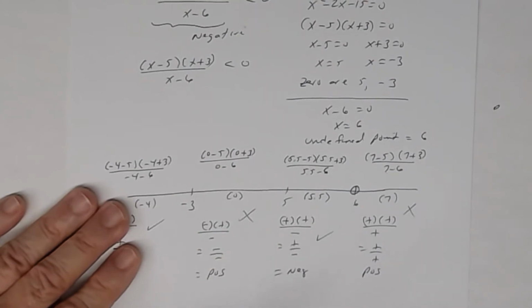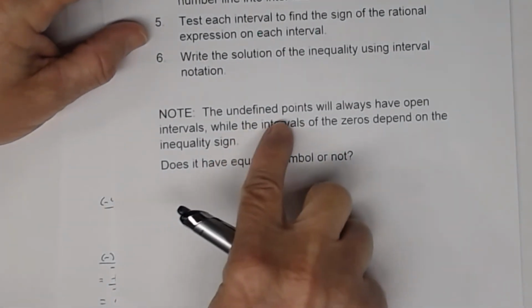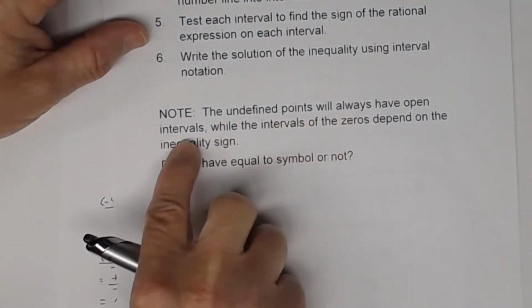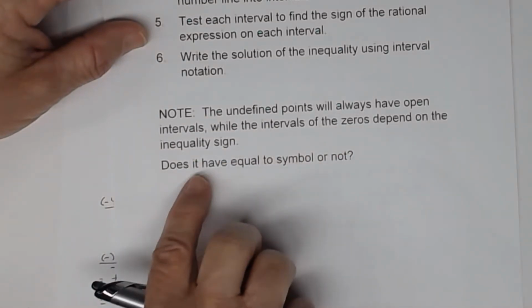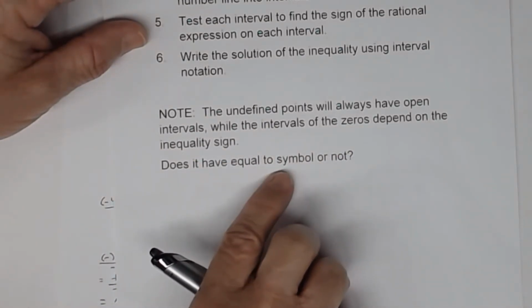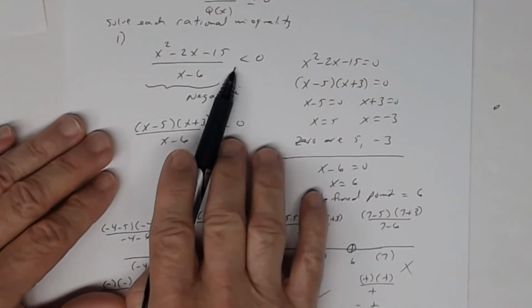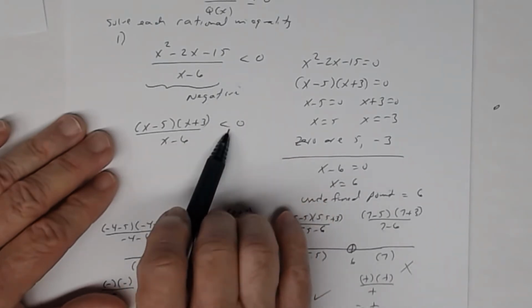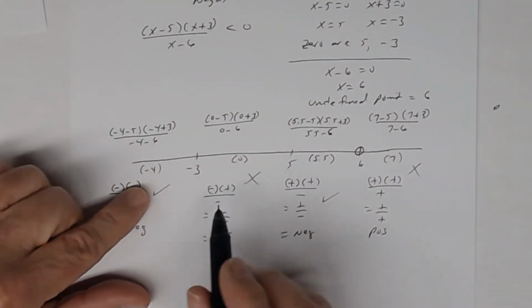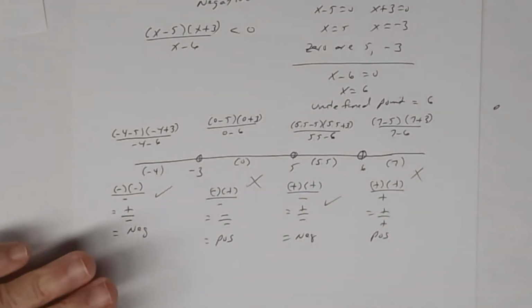Okay? Now, the zeros. If you recall, we mentioned here that the undefined points will always have an open interval, while the intervals of the zeros depend on the inequality sign. In other words, does it have an equal to symbol or not? So when I go here, this is a strict inequality, meaning it's strictly less than 0. There's no equal sign. And so that means right away I know that these are going to be open circles here. Okay?